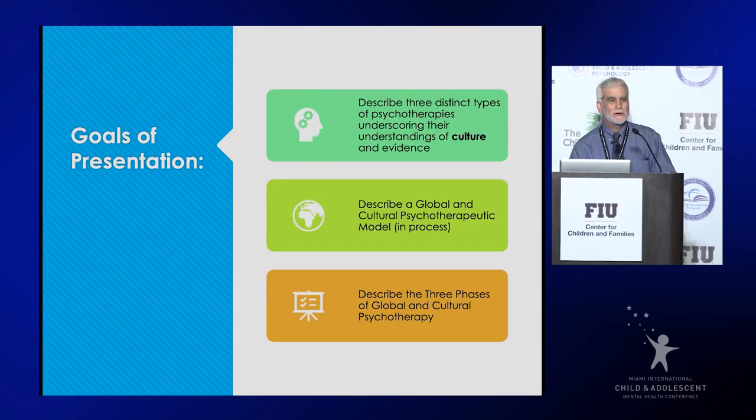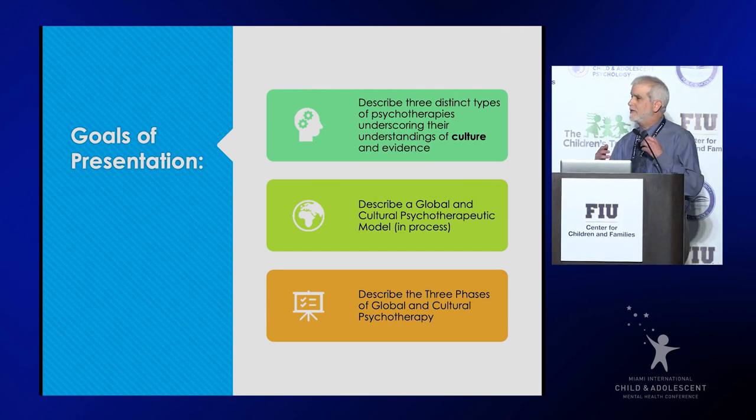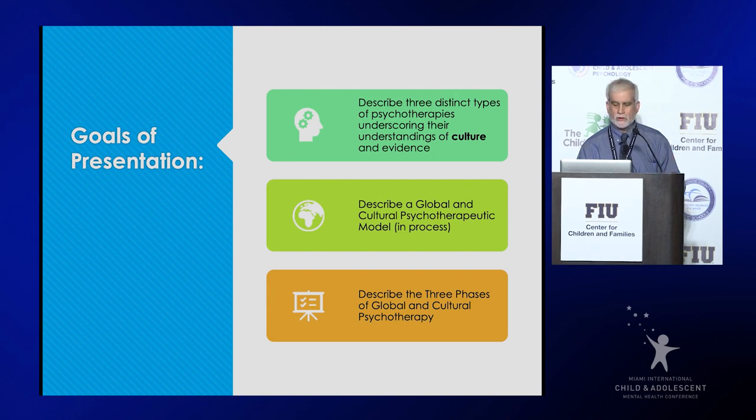So what I'm going to be doing today is talking about three distinct types of psychotherapies that emphasize culture. This classification system is based on how we see culture. So that's really what I'm going to try to emphasize. I know there are many different types of classifications. They're all wonderful. Well, some of them are wonderful. But I'm going to emphasize this one because it has more to do with what we are interested in.